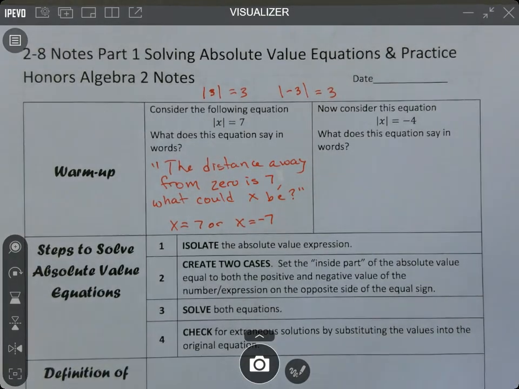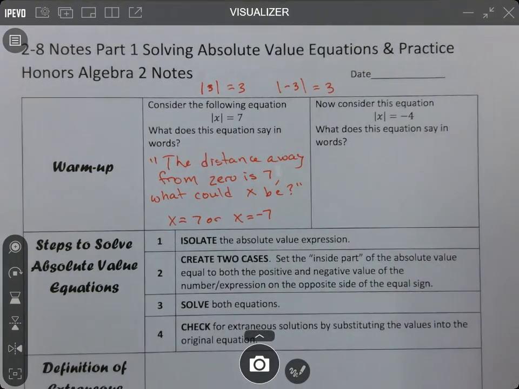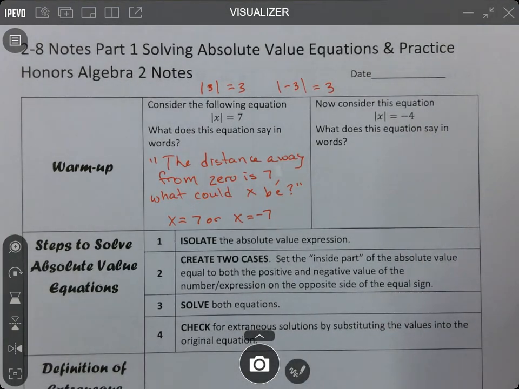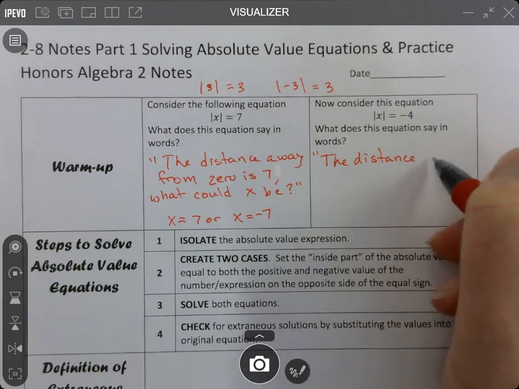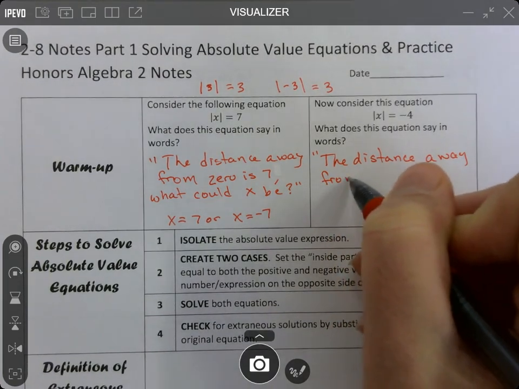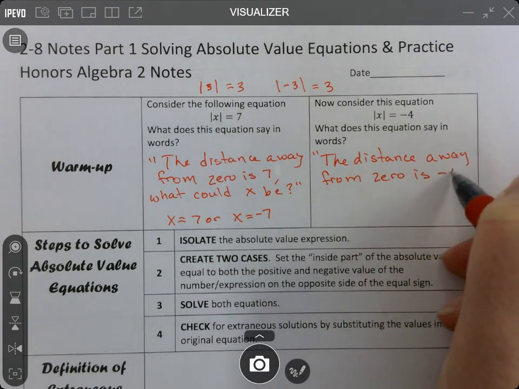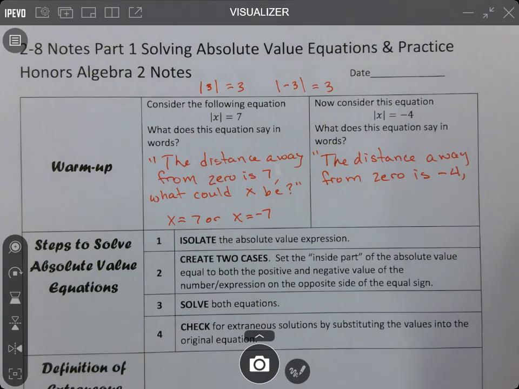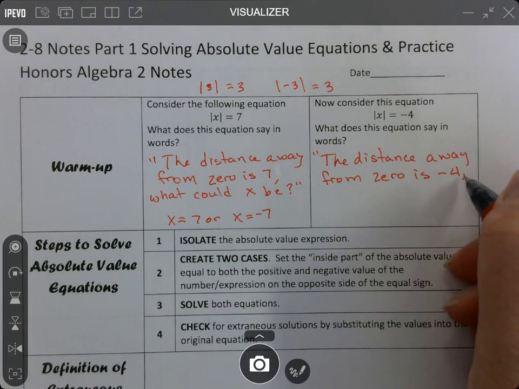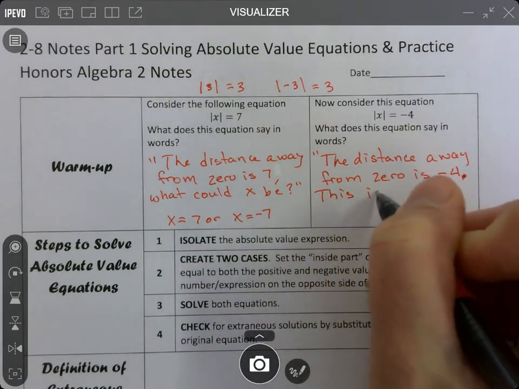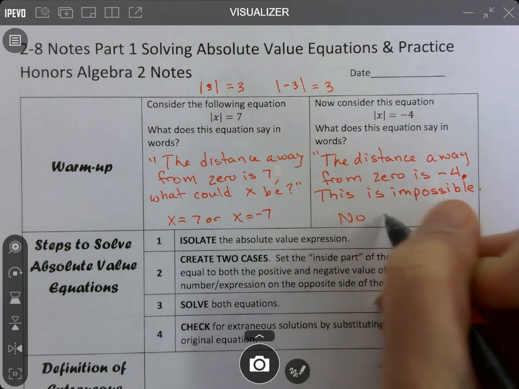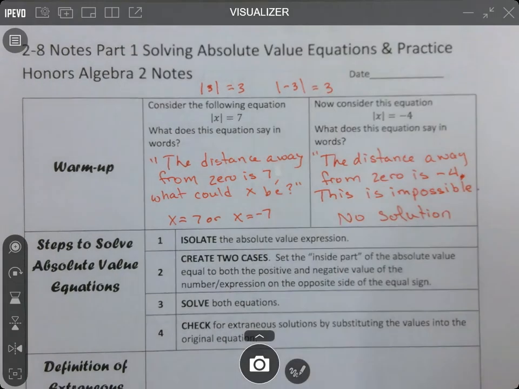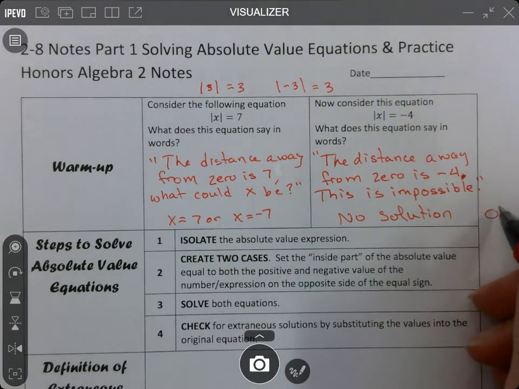All right, so same idea. I have the absolute value of x equals -4. What does this say in words? You're telling me it doesn't exist? Okay, well, what's it saying in words? In words, it's saying the distance away from 0 is -4. And you told me that's impossible. Do we agree with him? Yeah. Okay. Distance away from 0, this is impossible. Distance can't be negative, it's direction. So at this point, we would say no solution. And we could write out no solution, or we could use the no solution set.